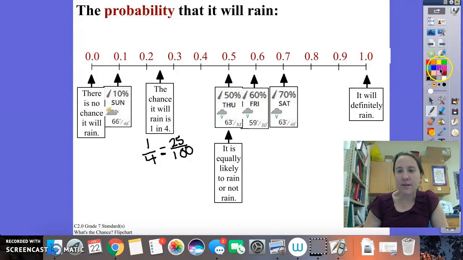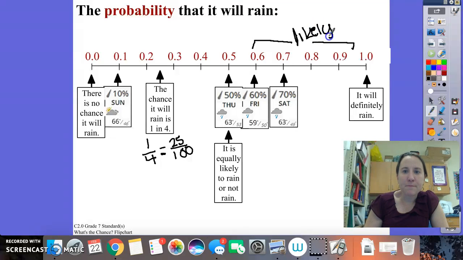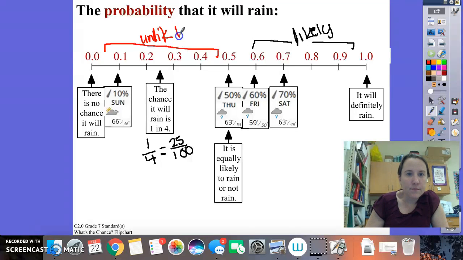But we also talked about a couple of other words. If we're up here on this end of our number line, these are all events that would be likely to happen. And then if I'm down at the other end of my number line, so this area, higher than 0, but less than 50%, I would call this unlikely to happen. And this does not seem to want to write. There we go. Unlikely to happen.